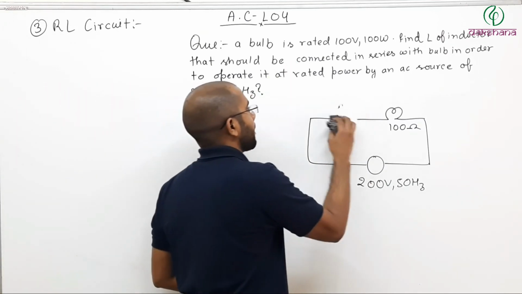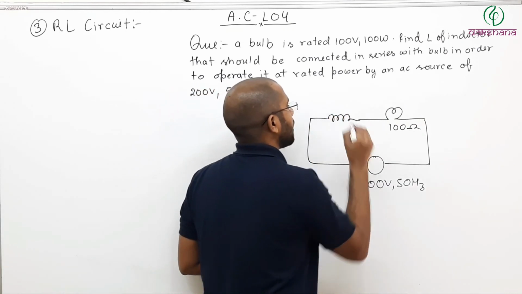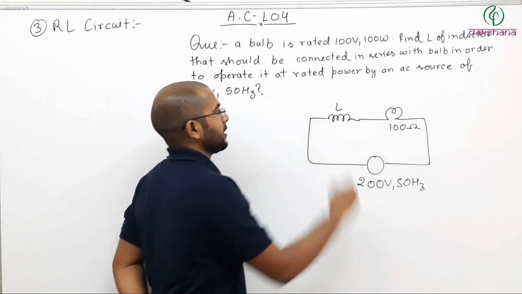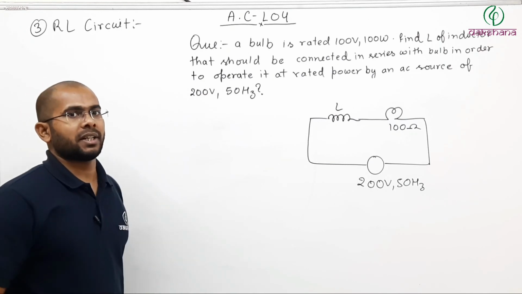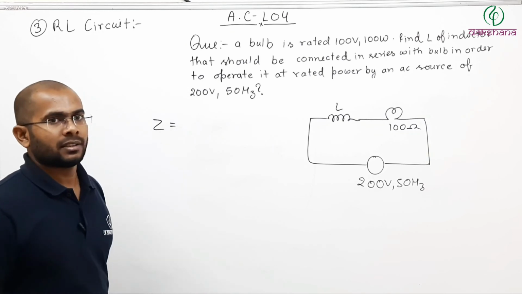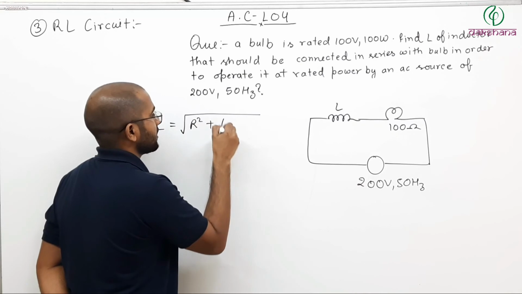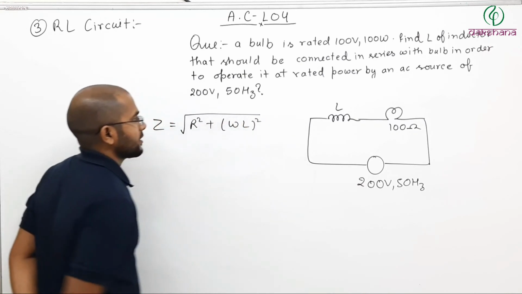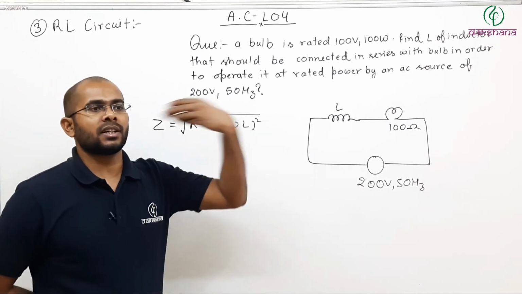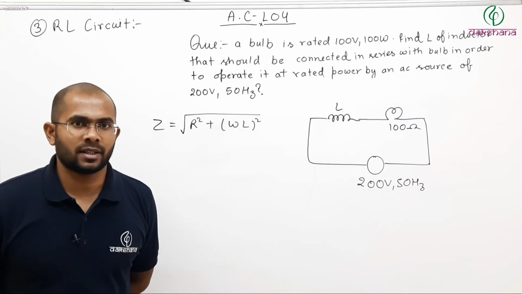So what will I do? I will add an inductor. Now why is adding an inductor better than adding a resistor? Let us say L. Why is it better? See here. In case you add an inductor, Z becomes what? Z becomes the square root of R square plus omega L square. That is your Z. Meaning the effective resistance of the circuit is increased. So your current will be decreased and your bulb will be at rated power.